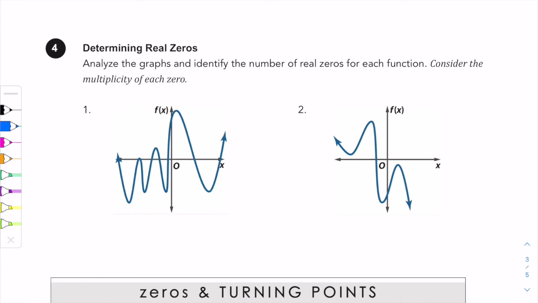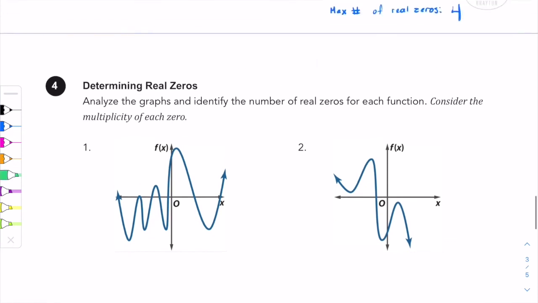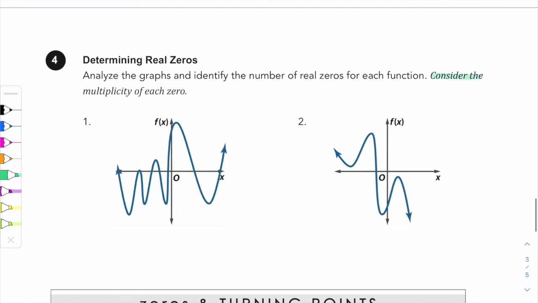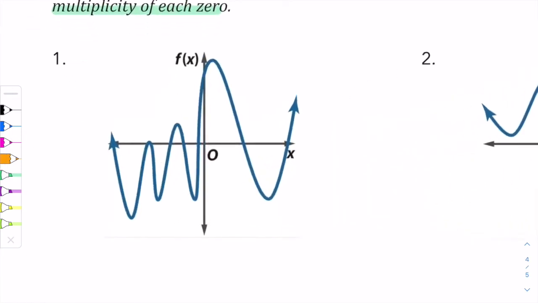For the next example set, we're going to analyze the graphs and identify the number of real zeros for each function. I did make a little note on the note sheet here. It says consider the multiplicity of each zero. So that's bringing in some info from our last lesson. So I'm going to count how many times the graph crosses the x-axis. And right there, I see it crosses once.